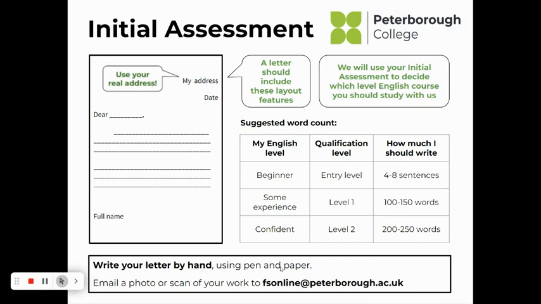You've got to use pen and paper. I would suggest lined paper so that you can read your work clearly and it sort of lines up nicely. Then you're going to email a photo or a scan of your work to fsonline@peterborough.ac.uk.